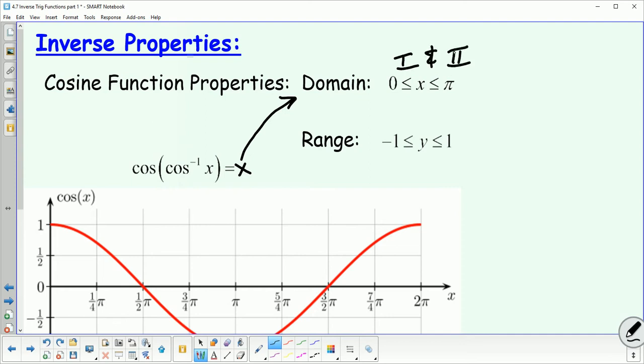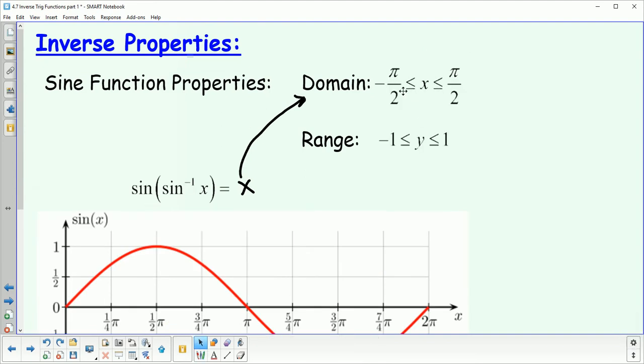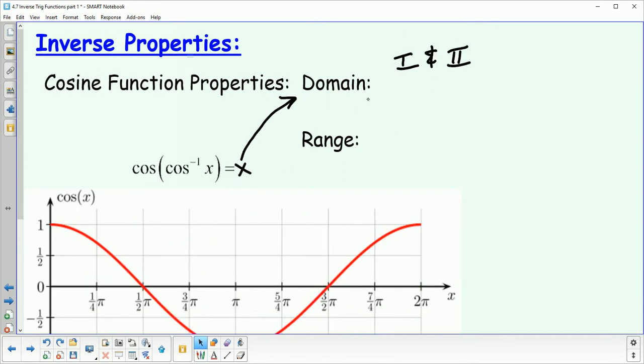Okay, and going back real quick to sine, probably a good thing to add here. If we're going from negative pi over 2 to pi over 2, this is kind of tricky. We're doing quadrants 4 and 1. So when we talk about sine inverse, we want quadrants 4 and 1 on our unit circle. When we talk about cosine inverse, we want quadrants 1 and 2 on our unit circle.